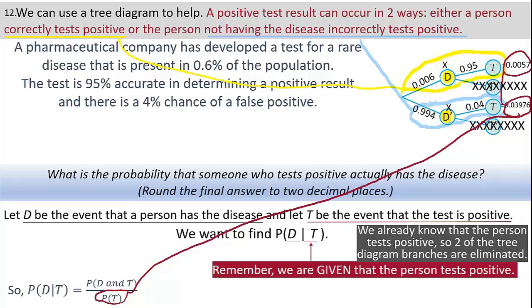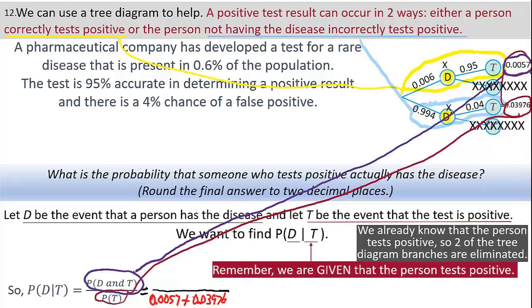That's if you have the disease and test positive. The other part of the probability that you test positive is the probability you didn't have the disease yet you test positive. So the sum of those two branch products is the probability you tested positive. That's the denominator. The numerator, the probability you have the disease and tested positive, is the top number, the 0.0057.